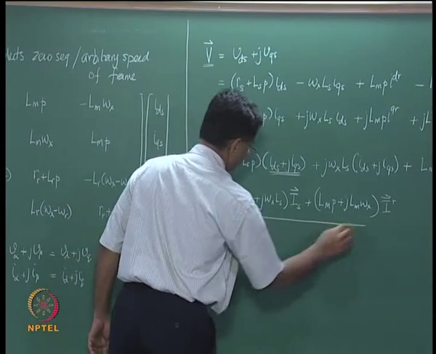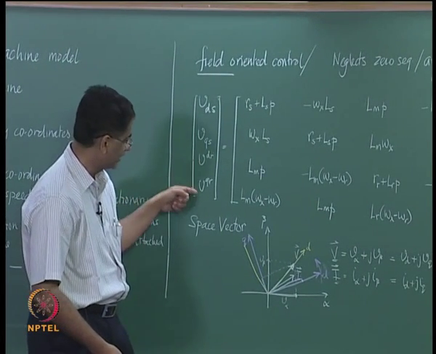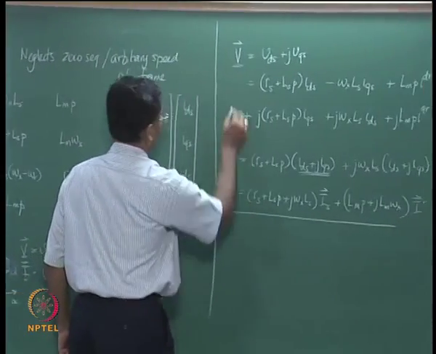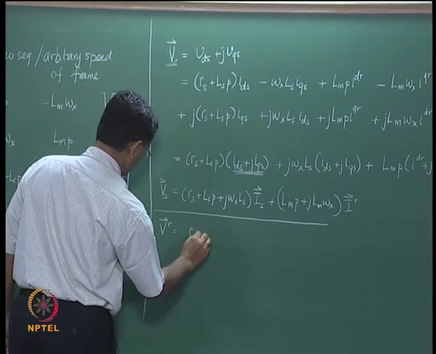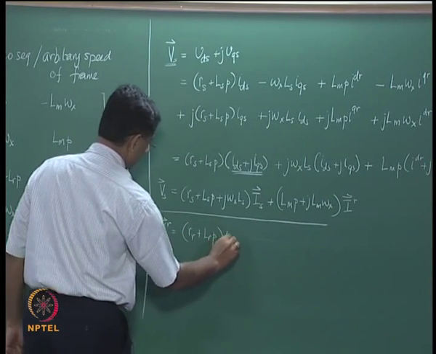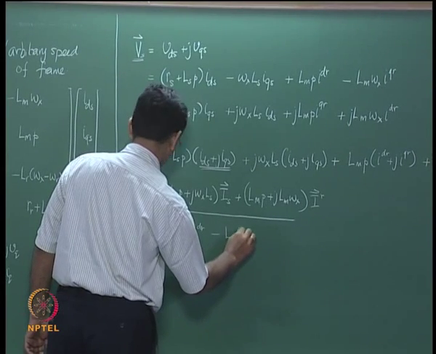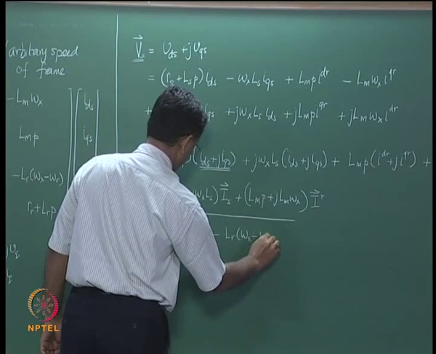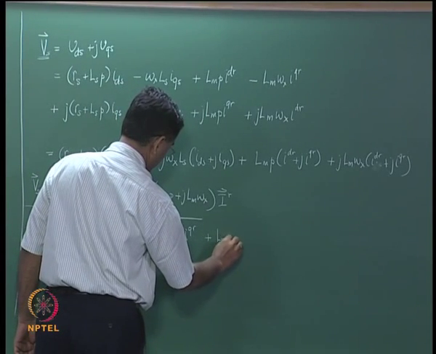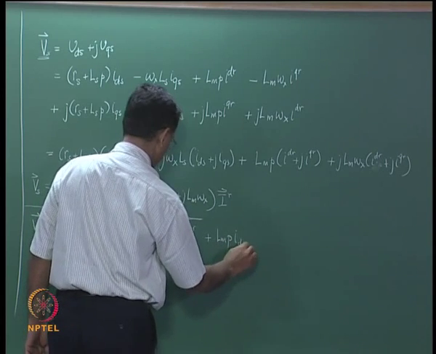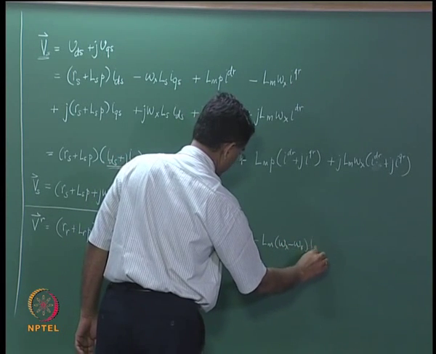So this is one part of it. The next part belongs to the rotor. So again what we do is take these two equations, add J times the second equation to the first. So this is stator. So you have the rotor as RR plus LRP multiplied by IDR, and then minus LR omega X minus omega R multiplied by IQR, and then you have LM P into IDS, and then minus LM omega X minus omega R into IQS.